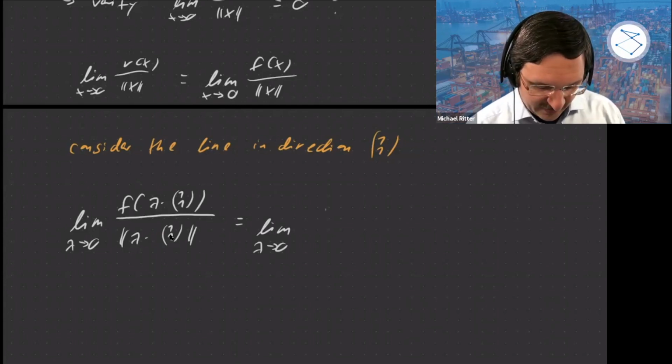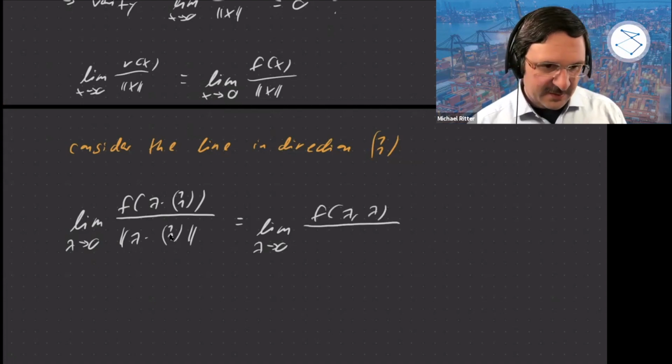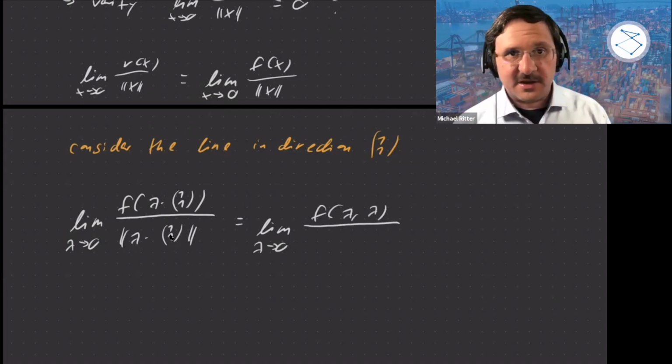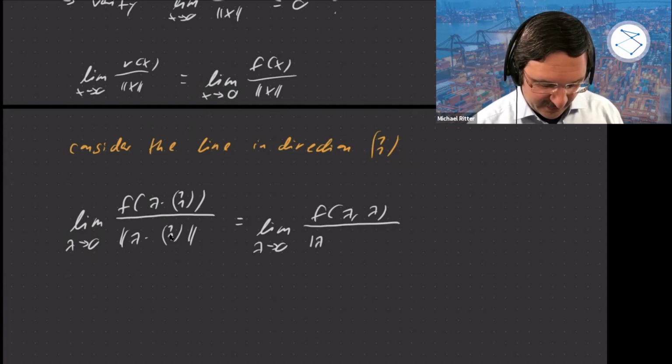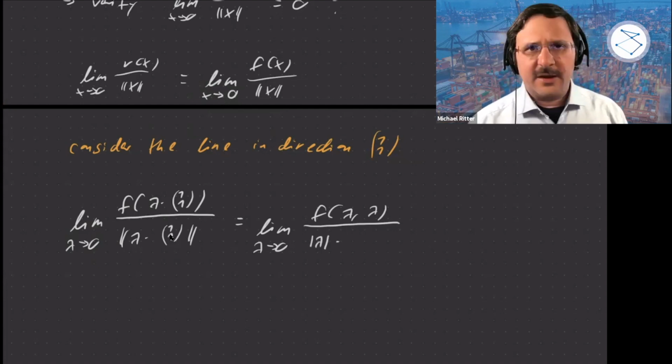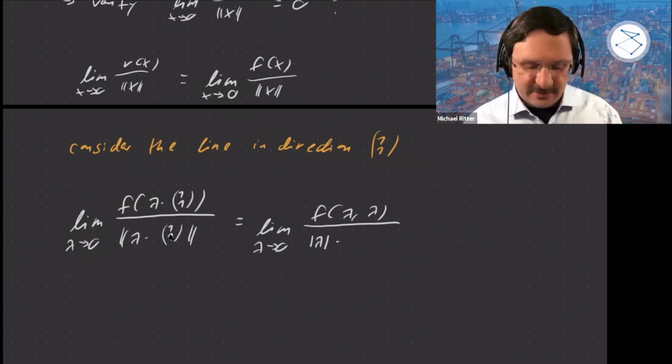And that means what we have is f of lambda, lambda, divided by the norm of lambda times the vector 1, 1. The norm of that is simply the absolute value of lambda times the norm of this vector 1, 1, which is square root of 2.